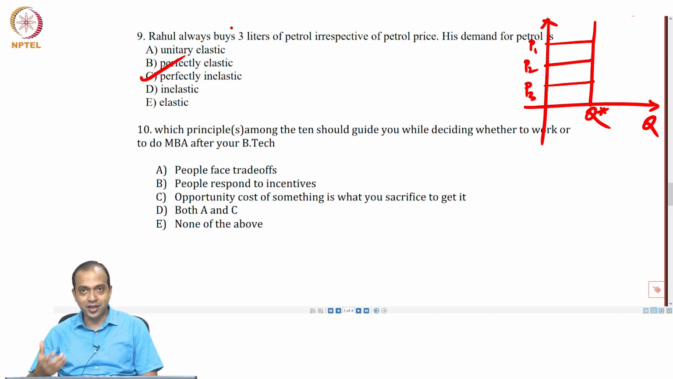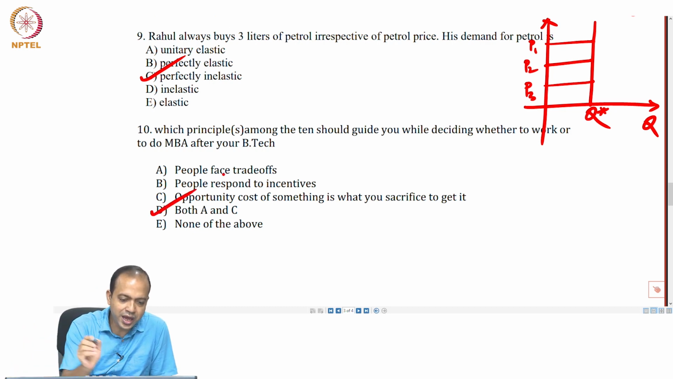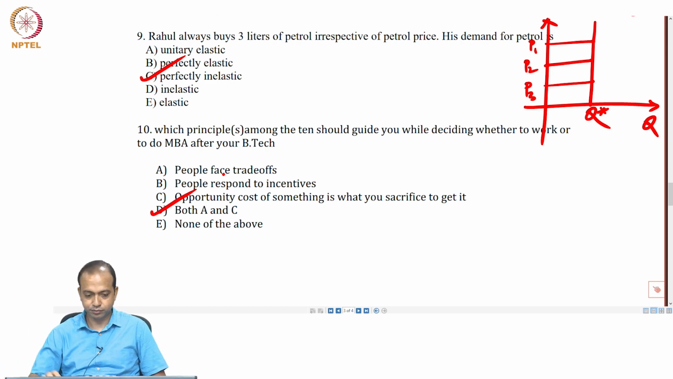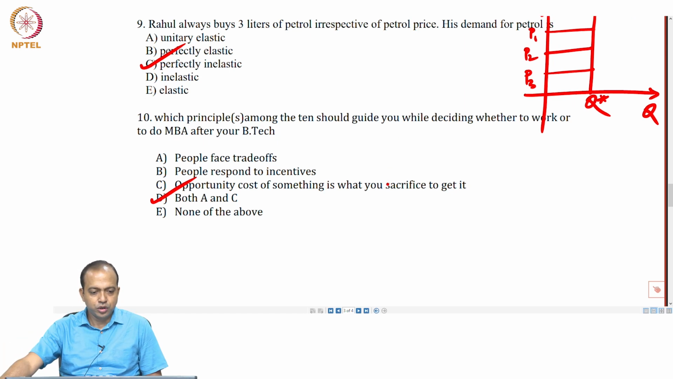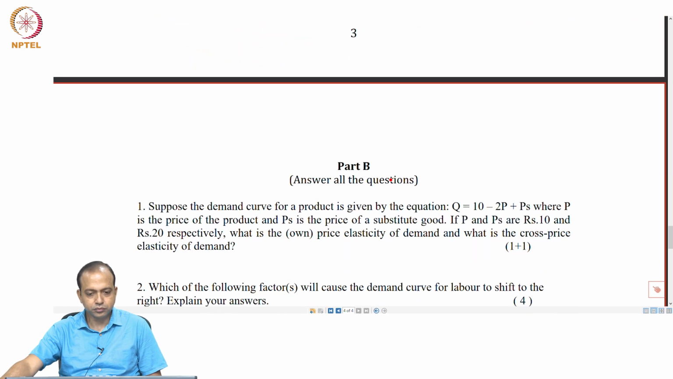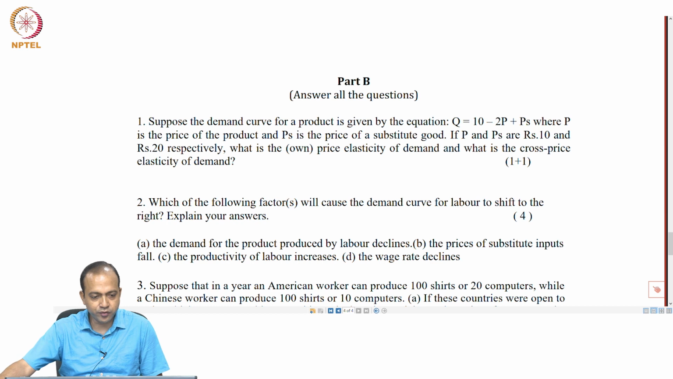is the sacrifice that I make in terms of the foregone salary which I would have earned. So, both options A and C are correct. People face trade-offs, and there is some kind of opportunity cost that I must incur if I go for one additional year of MBA, right. Then we will come back to other problems which are a little more involved.